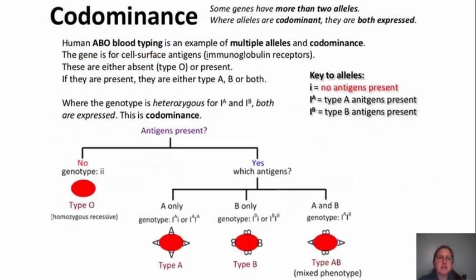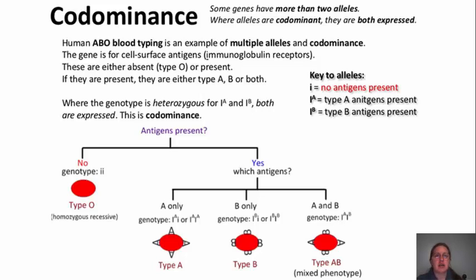All right, sometimes, like I said in our vocabulary at the beginning, we have genes with 2 or more alleles, and sometimes they are codominant, where both alleles can be equally expressed. And human blood typing, ABO blood typing, is an example of multiple alleles and codominance together. So this is an example that you need to be familiar with.